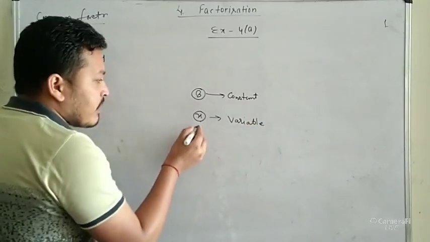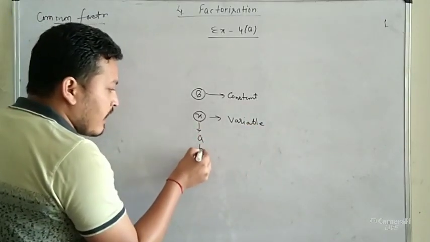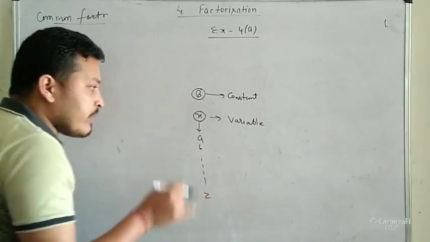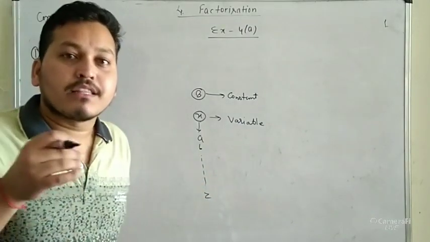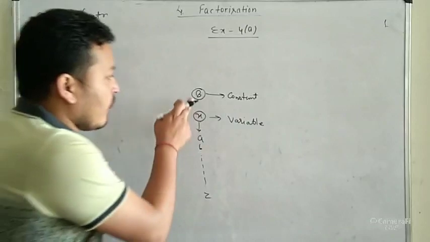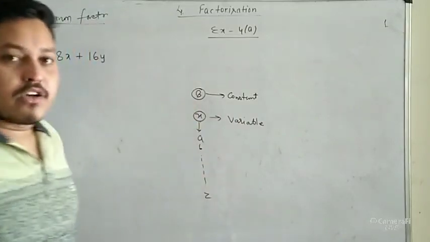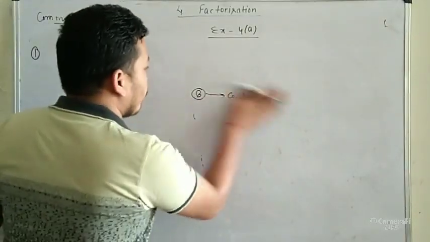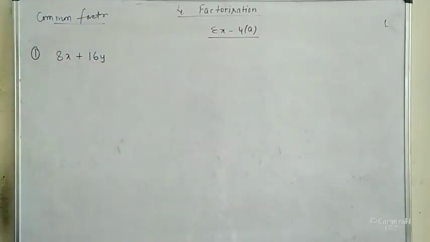Variable and which number? All the alphabetic letters a, b, c, d up to z which are used in mathematics are known as variables, and all the numbers are known as constants. So first, identify which variable is common.